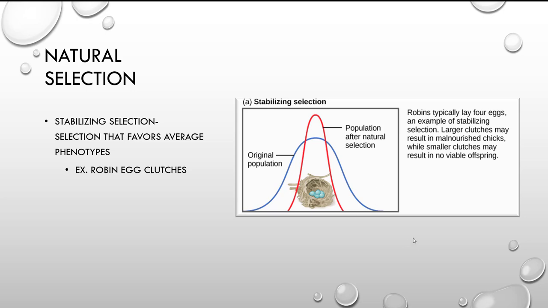Too big of a clutch is not good. Too small of a clutch is not good, but an intermediate value is good. So the intermediate value is favored over the extremes. This is different from directional selection, where one side is favored over the other. This one, the middle is favored over the extremes. So it's stabilizing. Another example of stabilizing selection would be birth weight for us humans.